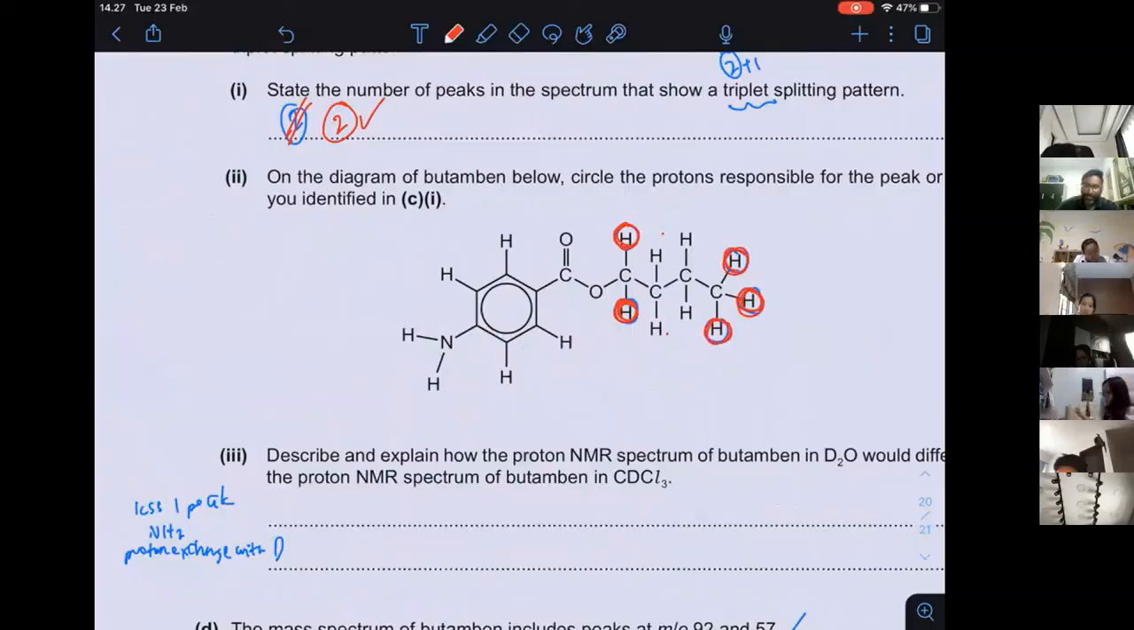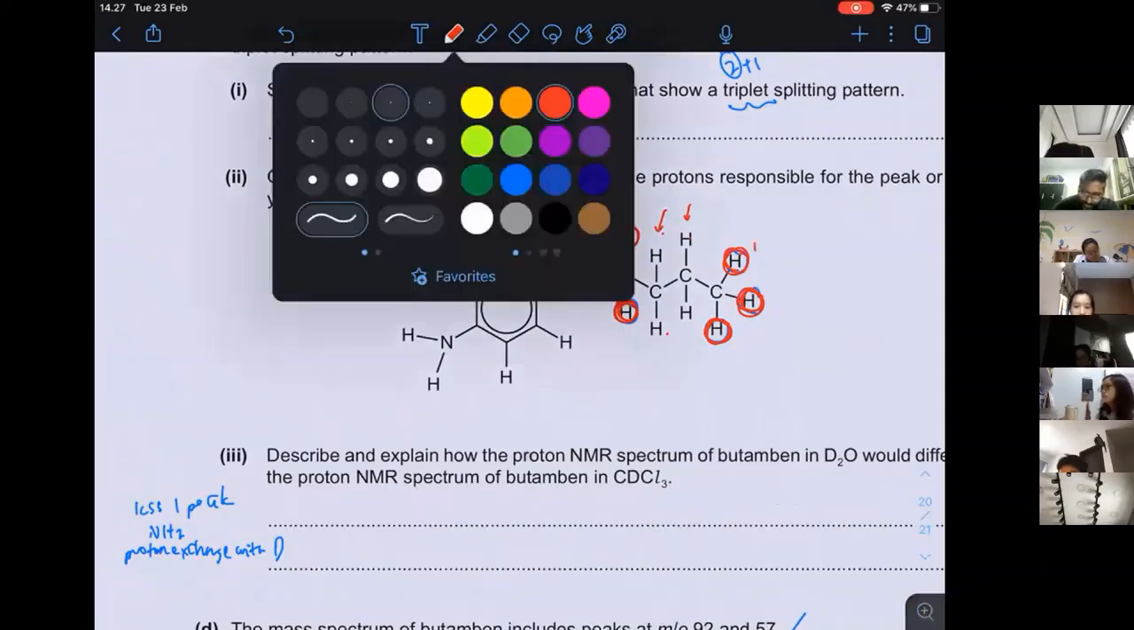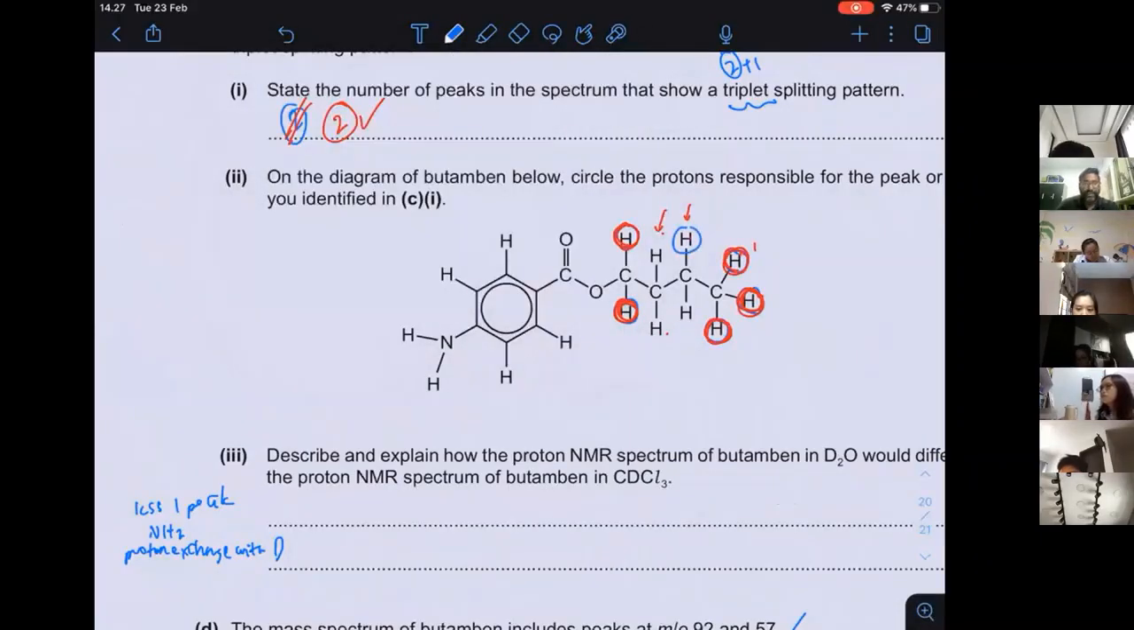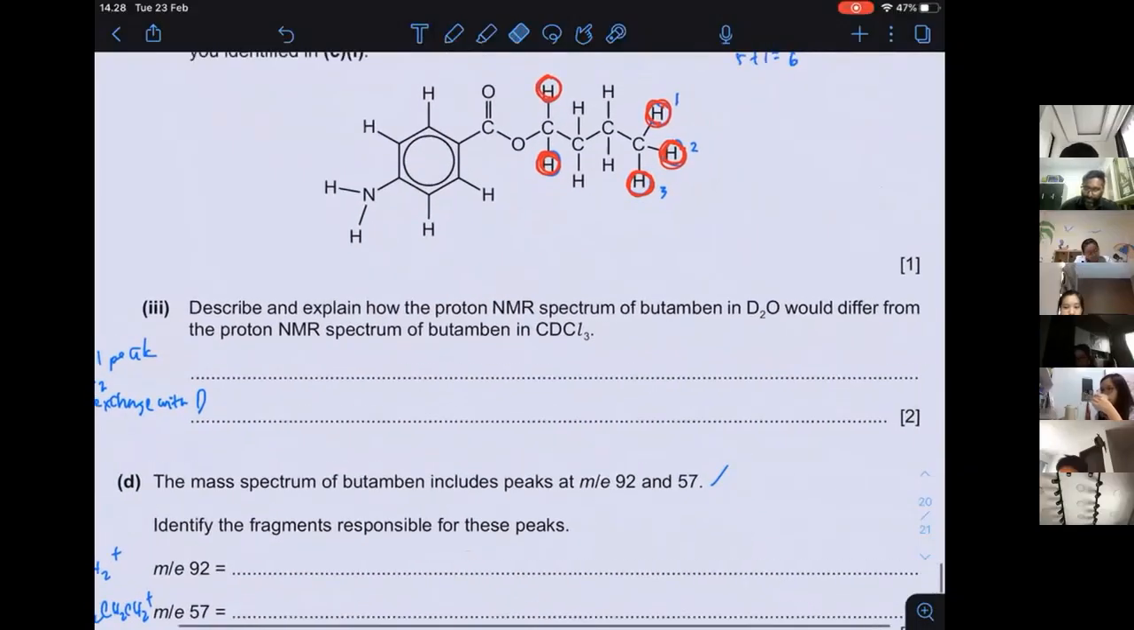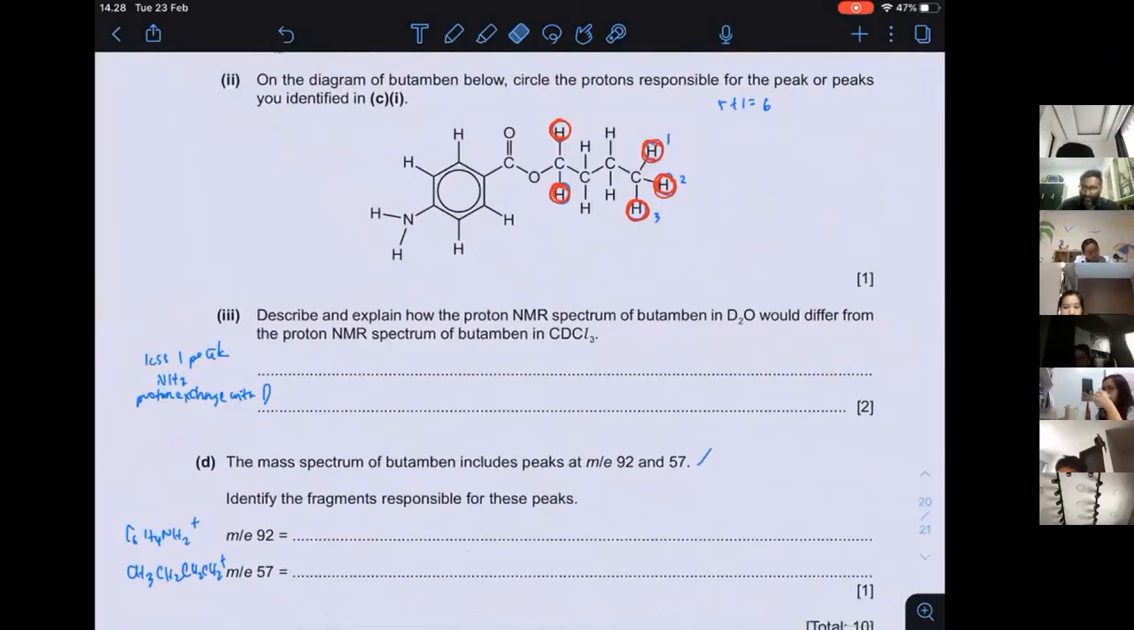If you are still wondering why this one and this one are not there, please remember this hydrogen, 1, 2. If I use a different pen for this environment, you have 1, 2, 3, 4, 5. So instead of 5, it's 5 plus 1, so you have 6. Please remember, they will combine.